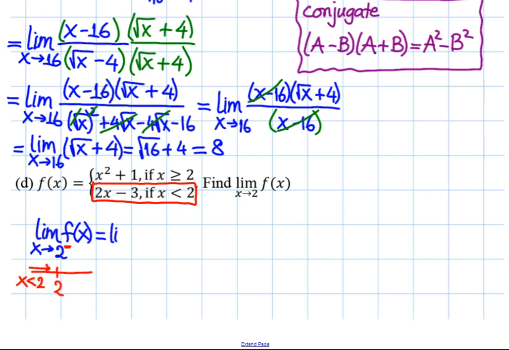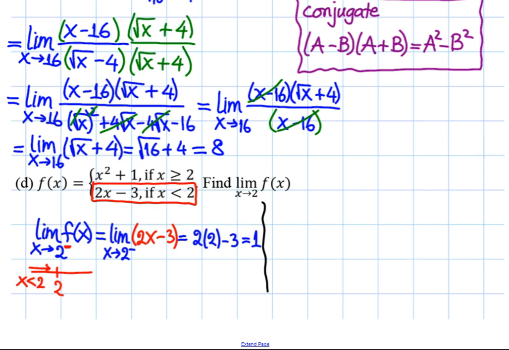So f of x is equal to 2x minus 3. And then we just put 2 in for x. We have 2 times 2 minus 3, and that is equal to 1. It is the defined number, so I make it equal to the limit. So that is the limit when x goes to 2 from the left hand side.